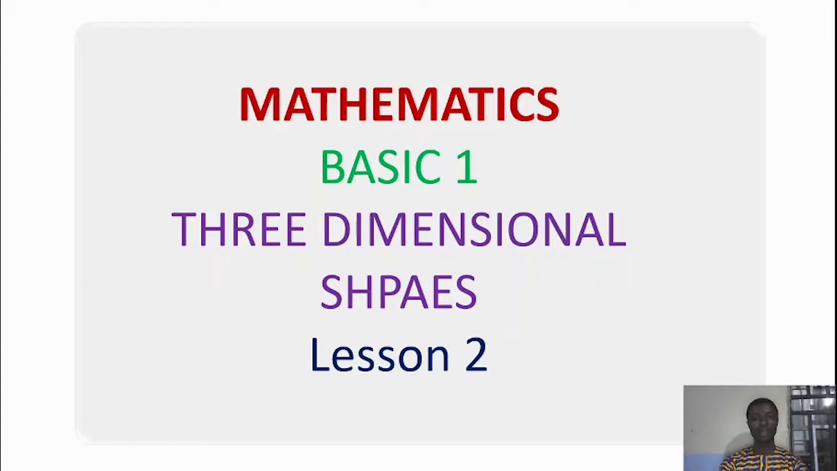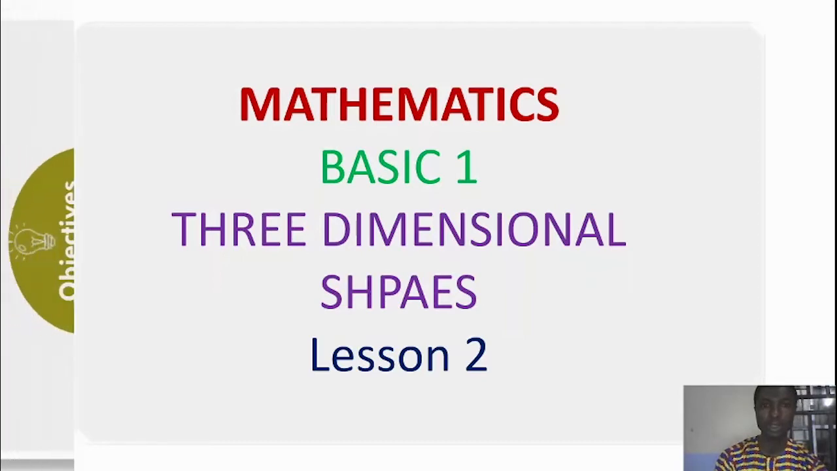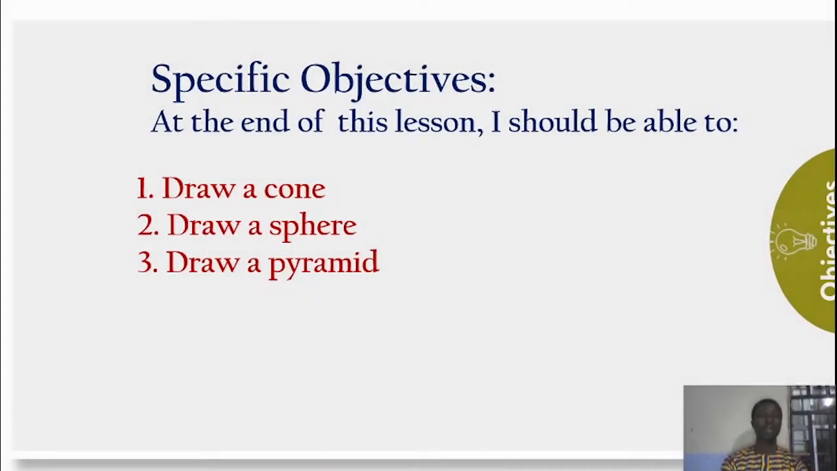Today we are looking at three-dimensional shapes, a continuation of the first class. Okay? Under three-dimensional shapes, this is lesson 2. We are going to be looking at our specific objectives, which include number 1, at the end of this lesson, I should be able to draw a cone. Number 2, I should be able to draw a sphere. And number 3, I should be able to draw a pyramid.